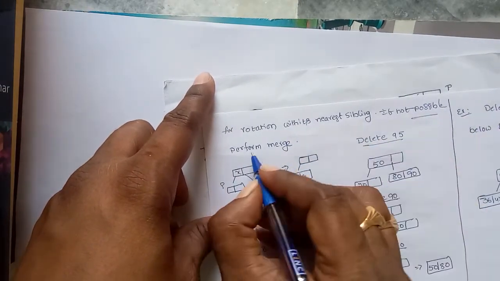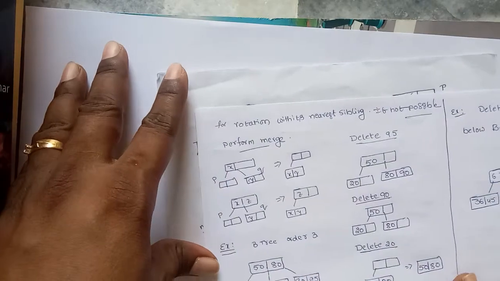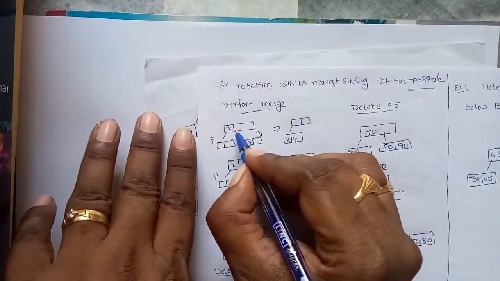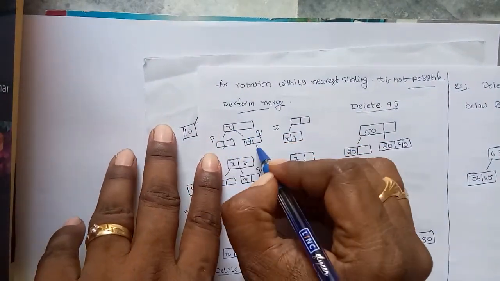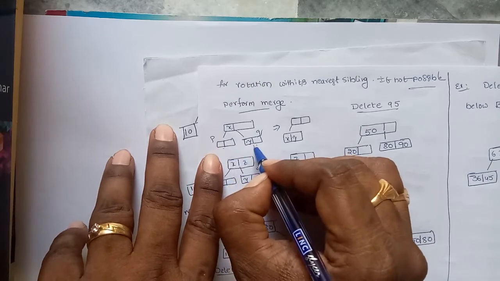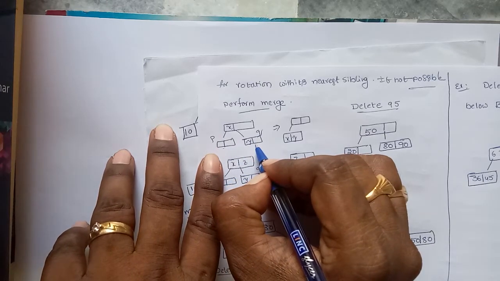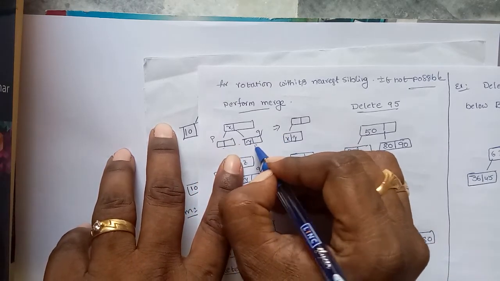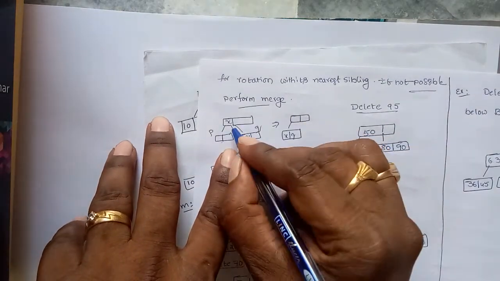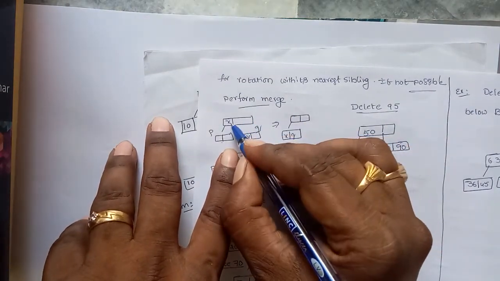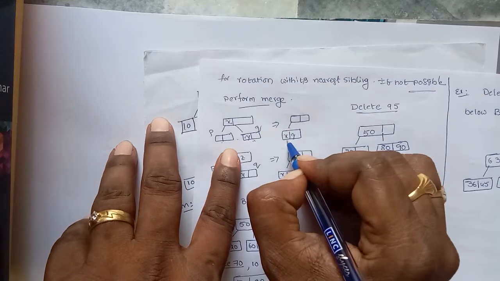Otherwise, perform merge operation. Similar to previous concept. See this one. This is the parent P, Q. Q contains only one element. Then what we do? Perform merge operation. X and Y are merged.